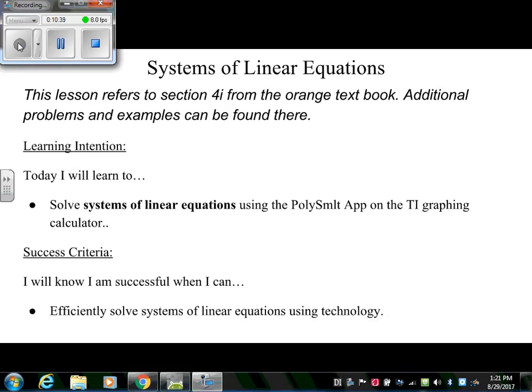So hopefully we have a better idea of how to use the PolySmlt app. We'll have an opportunity to apply that in our next class. And this lesson refers to section 4I from the Orange textbook, and you can find additional problems and examples there. Till next time.